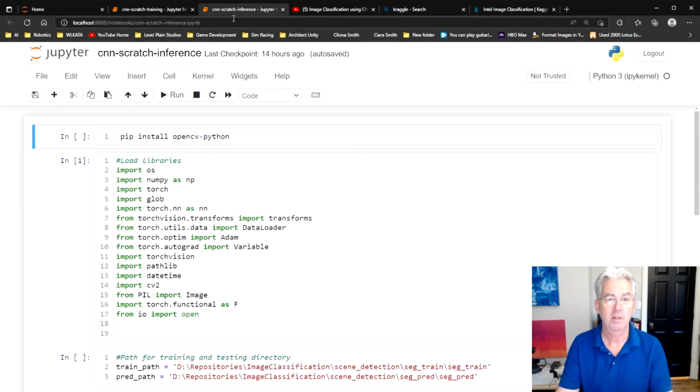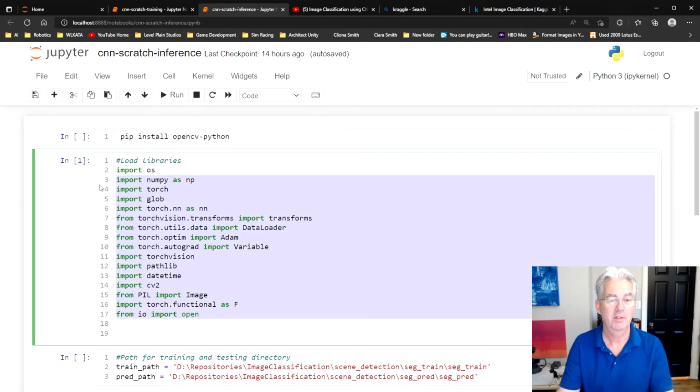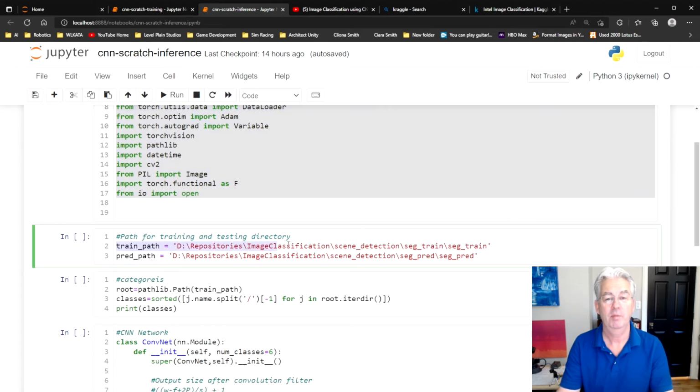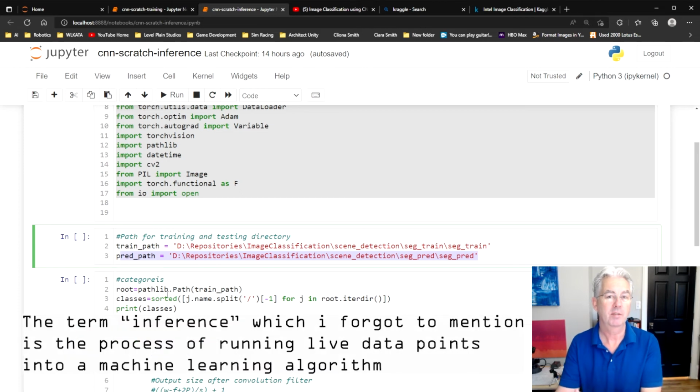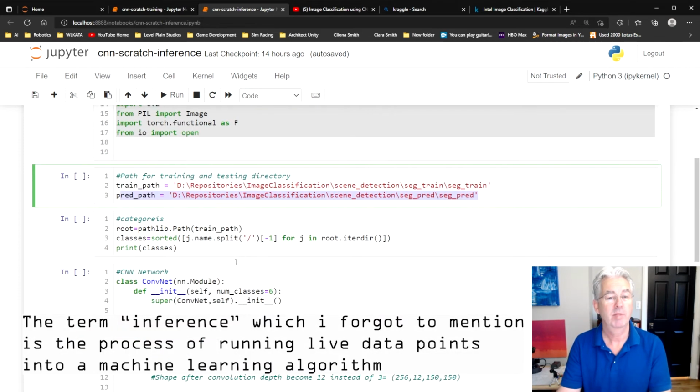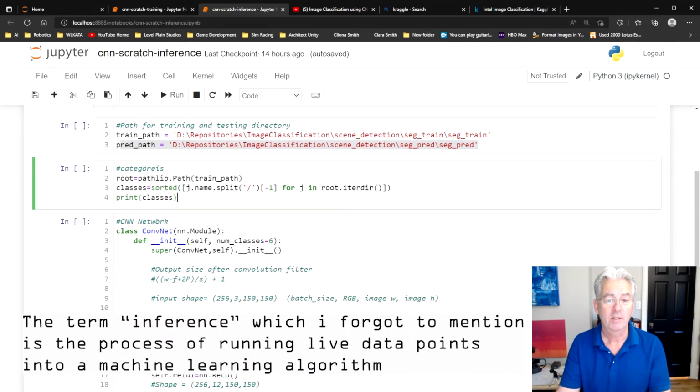The second part of it is using the model. So again, this is another Jupyter notebook, and you see a lot of this is the same, right? But anyway, again we have the training path of data, and now we have the prediction path. So these are just the pictures that we don't know anything about, and we're going to feed them into this beast and see what it thinks they are.